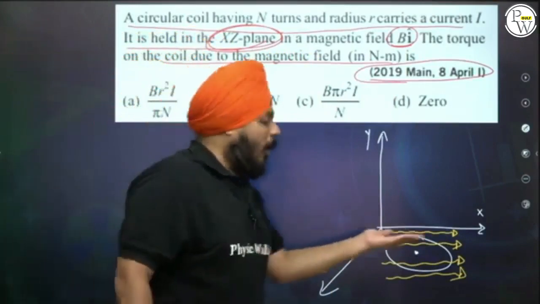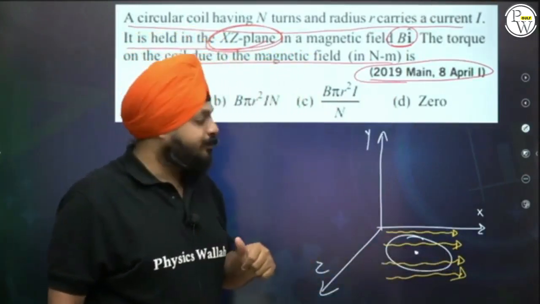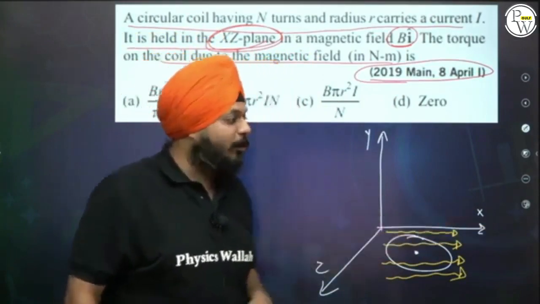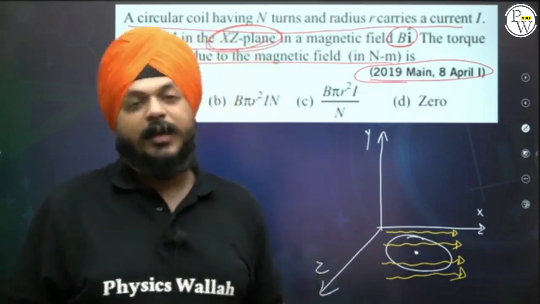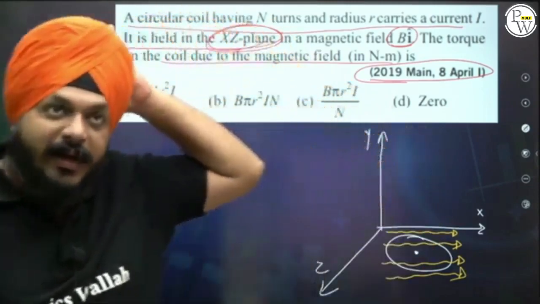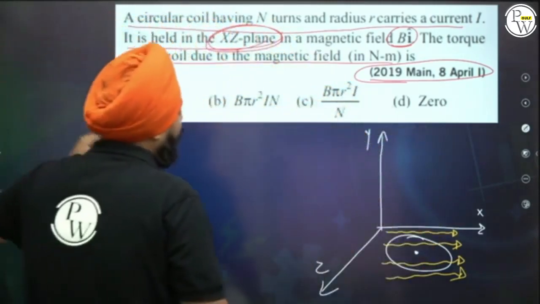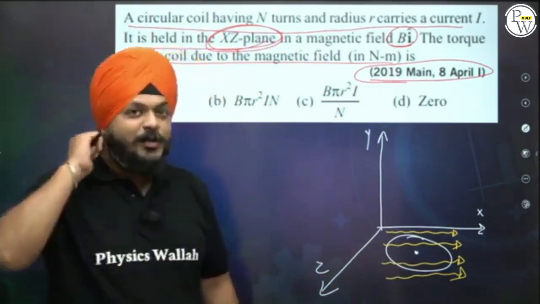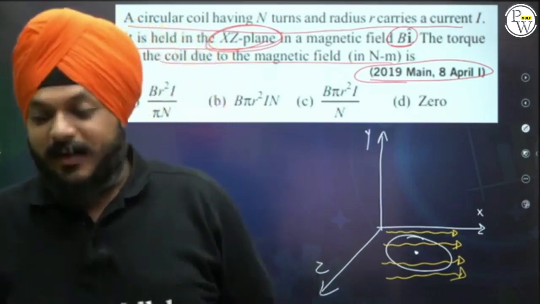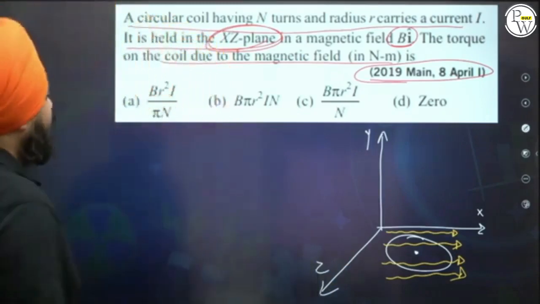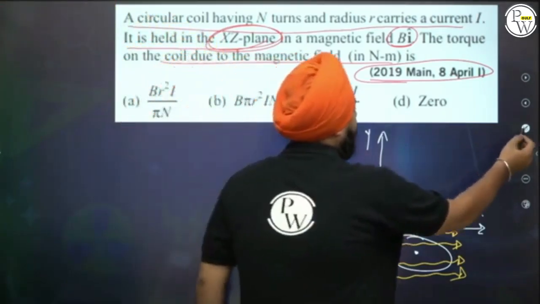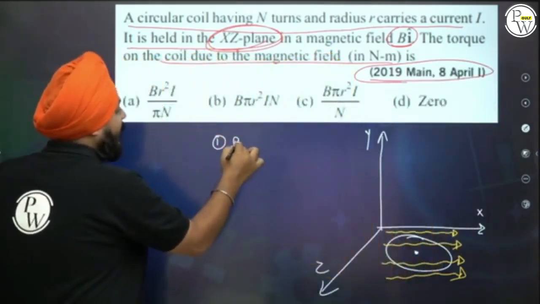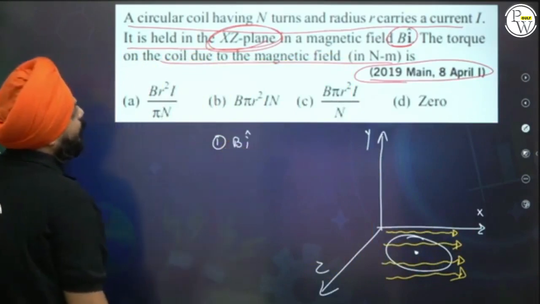The coil is kept like this way, right? The magnetic field is directed towards the positive i direction. Now what do we need to calculate? We need to calculate the torque because of that. A very simple calculation in a formula based question, right? Whatever data we have, we have to use it. First, the magnetic field is in the i direction with magnitude B.